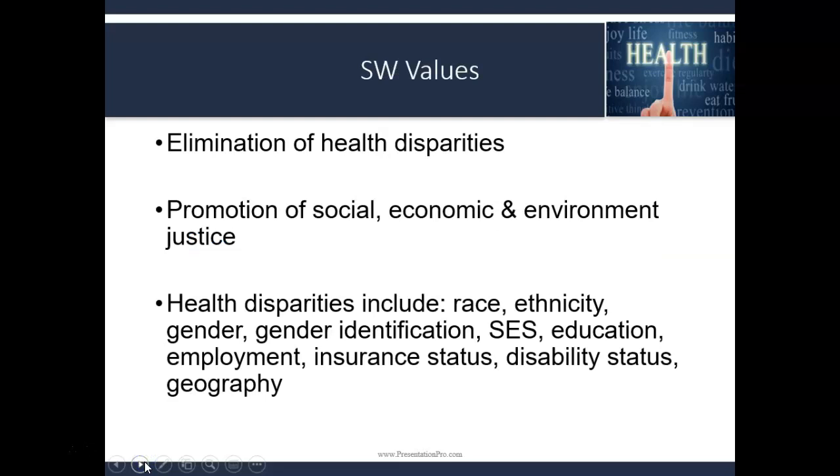And when we think about social work values, we're looking at elimination of health disparities, and these are social work values that are specific or aligned with public health. Promotion of social, economic, and environmental justice, because we know that social determinants of health do play a role in overall health. And health disparities, when we think about it, includes race, ethnicity, gender identification, socioeconomic status, education, employment, insurance status, disability status, and geography.